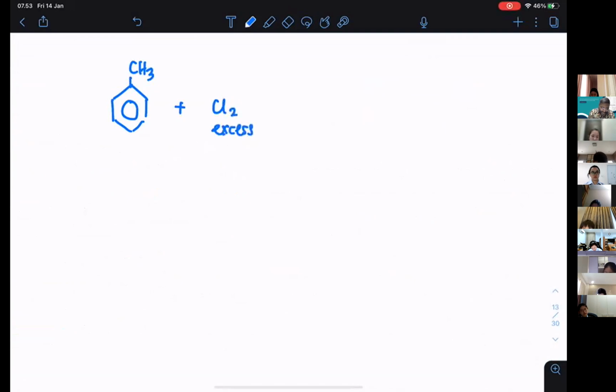So what will happen? Now you have more than one substitution in the mixture. For example, with CH3 here, they will substitute the Cl at position number 2 and position number 4. Remember, it's 2, 4, 6 activating.